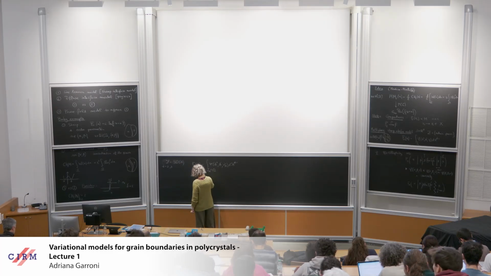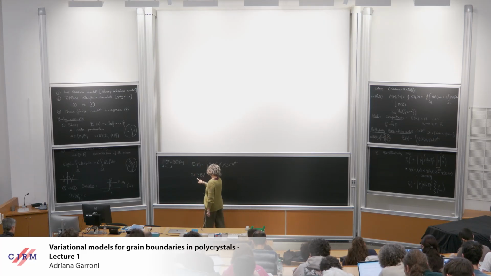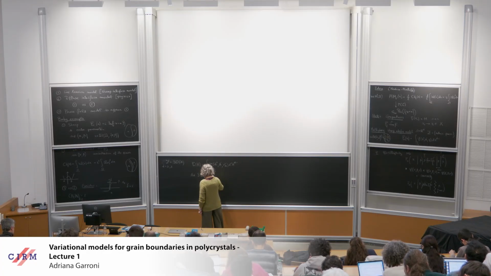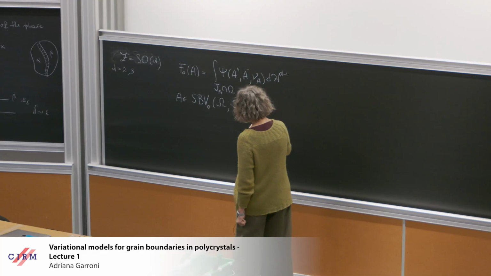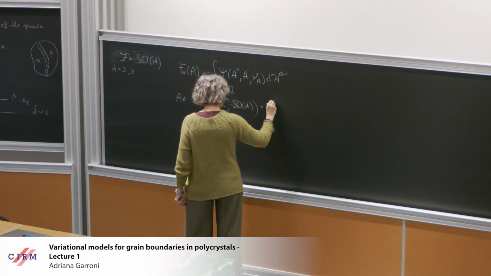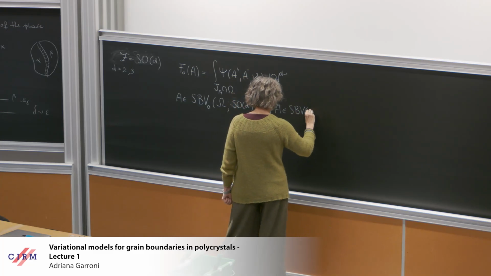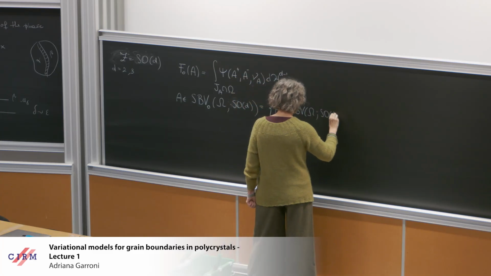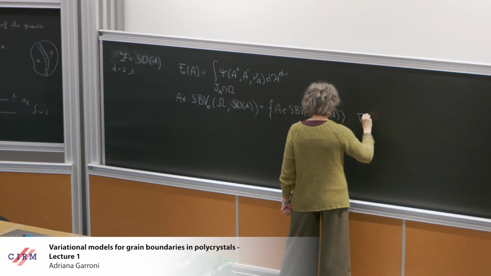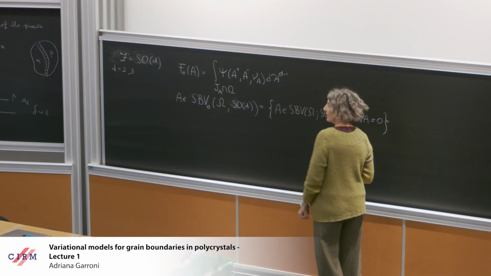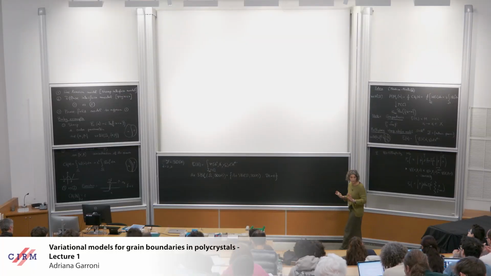So I want to say that my order parameters belong to SBV_0 of omega with values in Z or SO(d). And with this, I mean the functions which are SBV with values in SO(d) and zero absolutely continuous part of the gradient. So no gradient, no diffuse part.